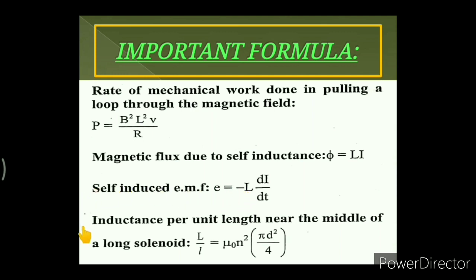After that, we have determined inductance per unit length near the middle of a long solenoid, which is given as capital L upon l is equal to mu 0 n square into bracket pi d square upon 4. Here, d is the diameter of the solenoid and n is the number of turns per unit length, and capital L upon l is said to be the inductance per unit length.